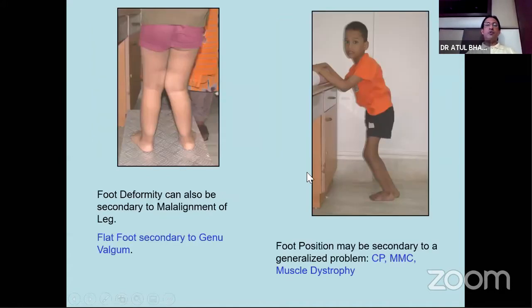Again, like I mentioned, don't forget to look at the leg. Sometimes genu valgum may cause a flat foot. So malalignment of the lower limb, the way the child is standing. If you look at the crouch position where the knee is flexed, the hip is flexed, and the ankle is in dorsiflexion. And here again, the gait becomes important. So when you look at the child's gait, whether this is a spastic gait, whether it's a high stepping gait, whether it's an equinus gait. So that's why the gait examination becomes important for foot examination.